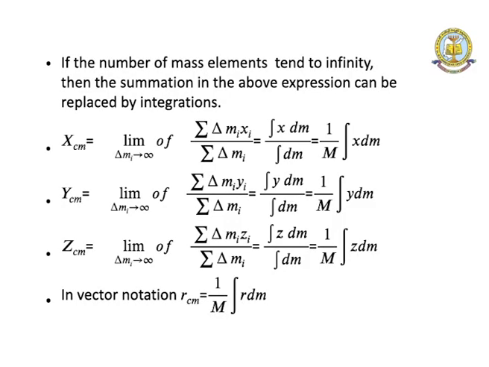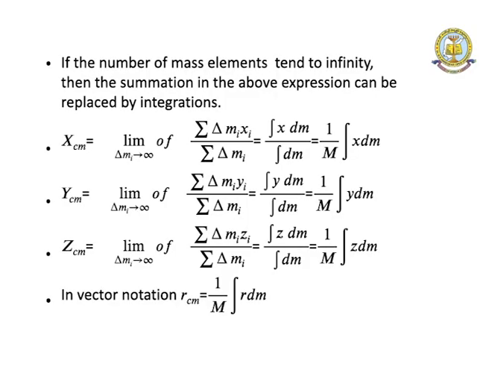Similarly YCM, the center of mass along the y axis, is equal to the limit of delta mi tending to infinity of the summation of delta mi yi by the summation of delta mi, which is the integral of y dm by the integral of dm. So that is 1 by M integral of y dm. Similarly, for the z axis, ZCM is equal to 1 by M into the integral of z dm. In vector notation, rCM is equal to 1 by M integral of r dm.